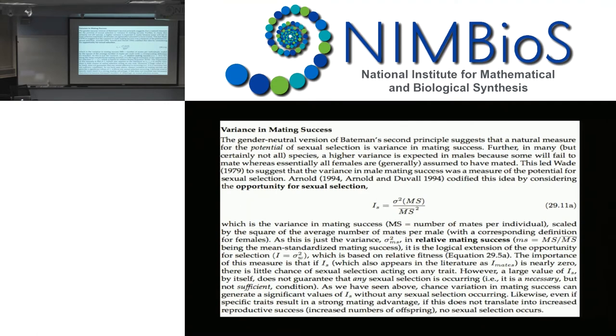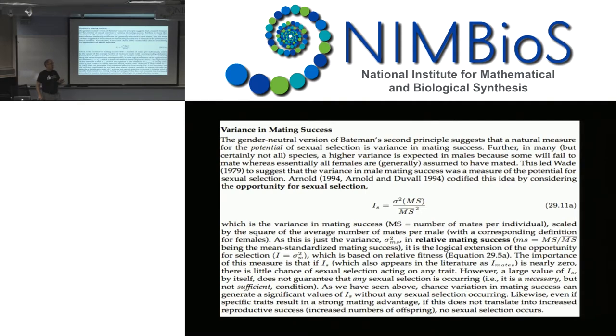So what are some of the potential metrics then for sexual selection? Well, again, you can look at this opportunity for sexual selection. This is variance in mating success. This is just the opportunity for selection where I'm using mating success. You can write this in relative mating success. One of the reasons this metric is a little problematic, and Arnold didn't propose it this way, but some workers interpret that if this opportunity is there, there is sexual selection.